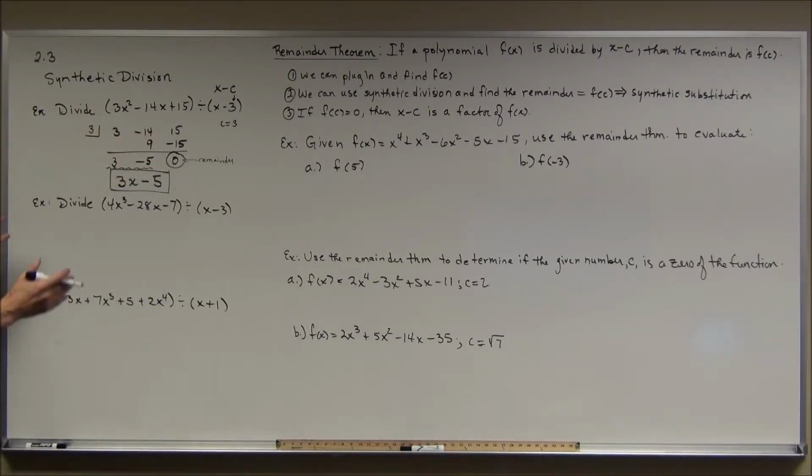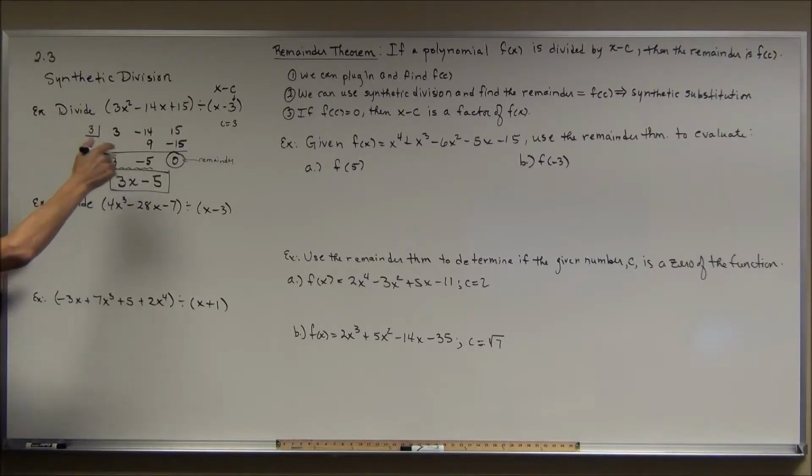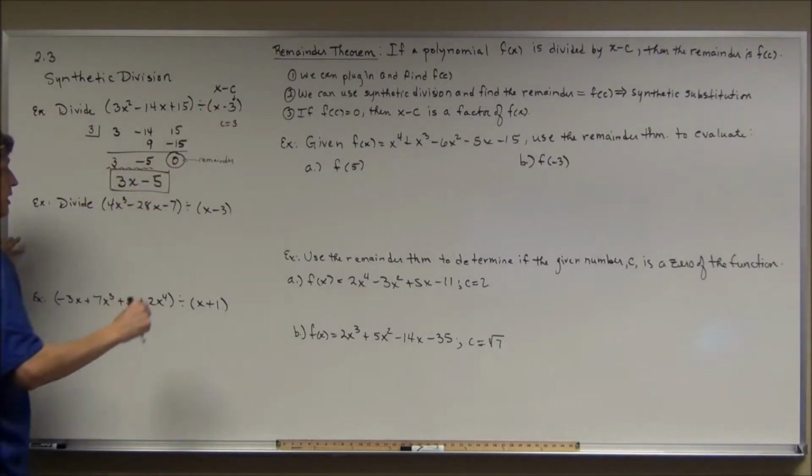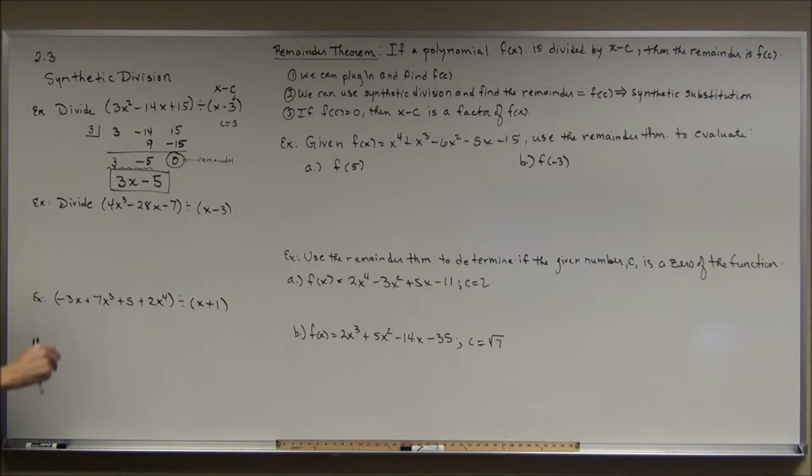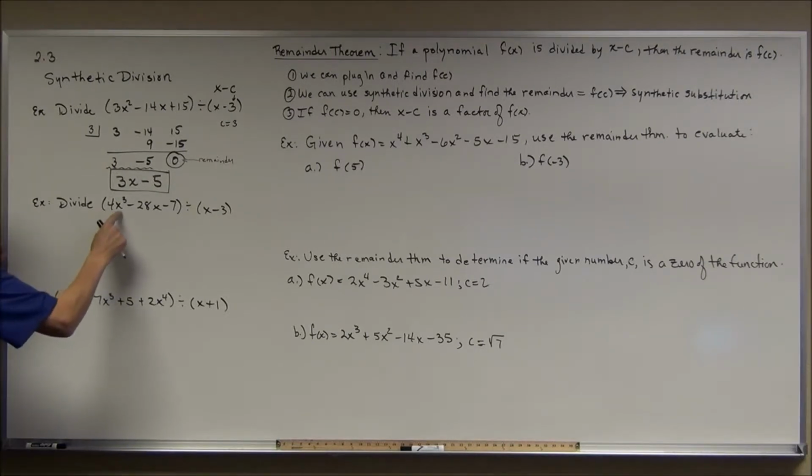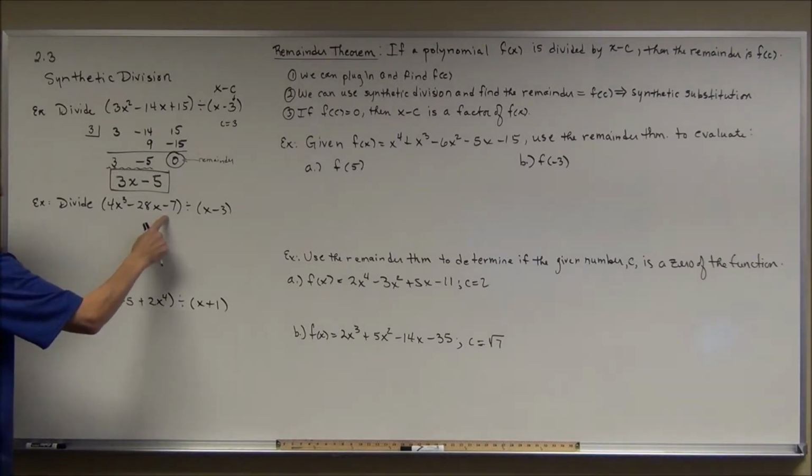But again, the disadvantage to synthetic division is that it has to be in the form x minus c. So let's try another one here. 4x to the third minus 28x minus 7x minus 3.